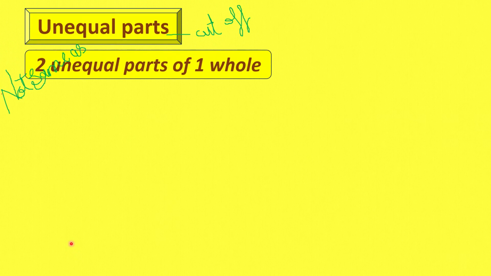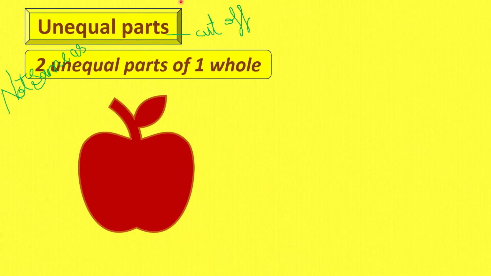So just look here. It's a simple example of two unequal parts of a whole. When we take a whole, then we get parts. Look here, what is that? It's our apple. If we cut it at the mid of it, then we get seeds here, and we get seeds here too. I hope you know about that.